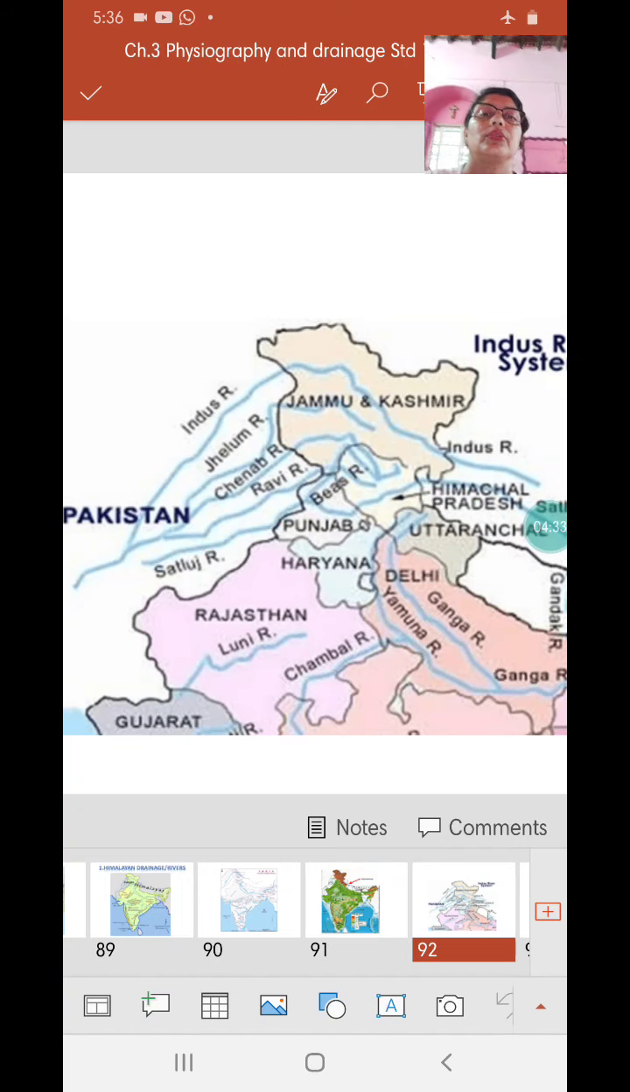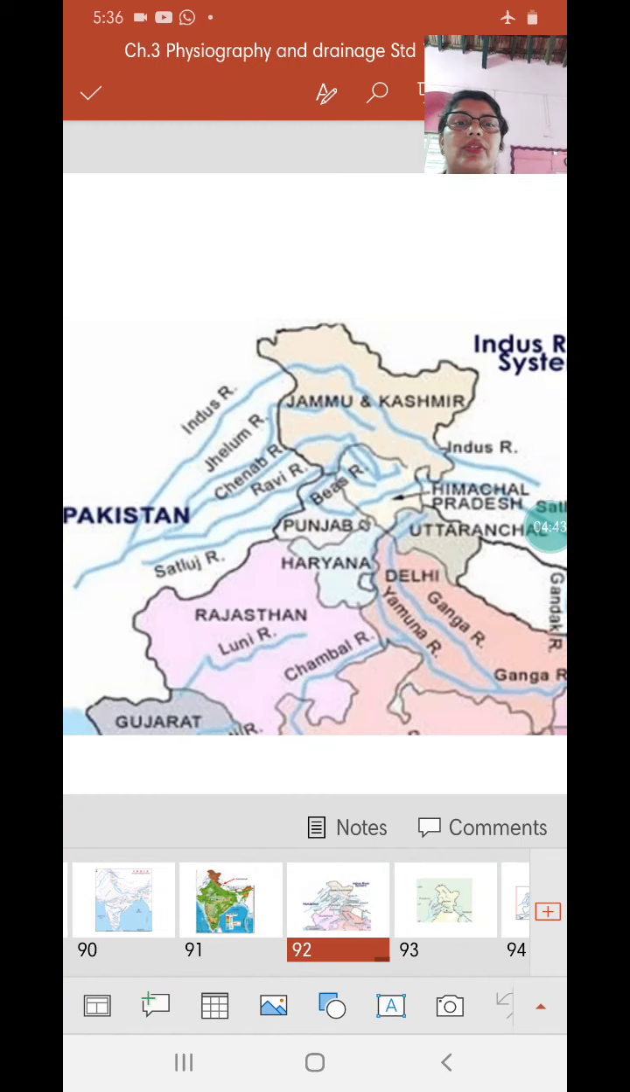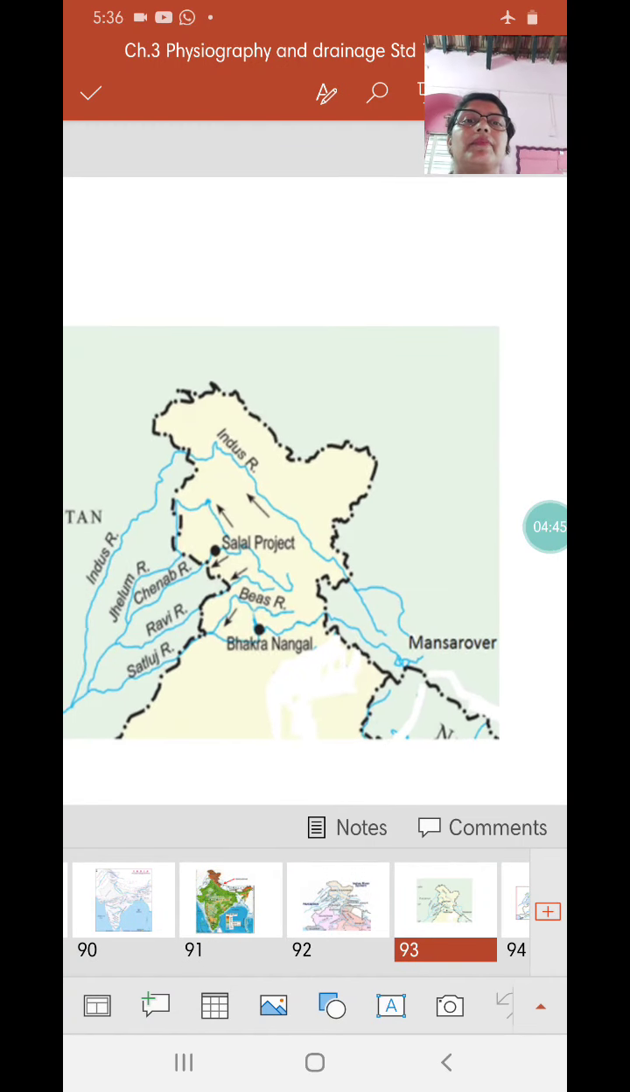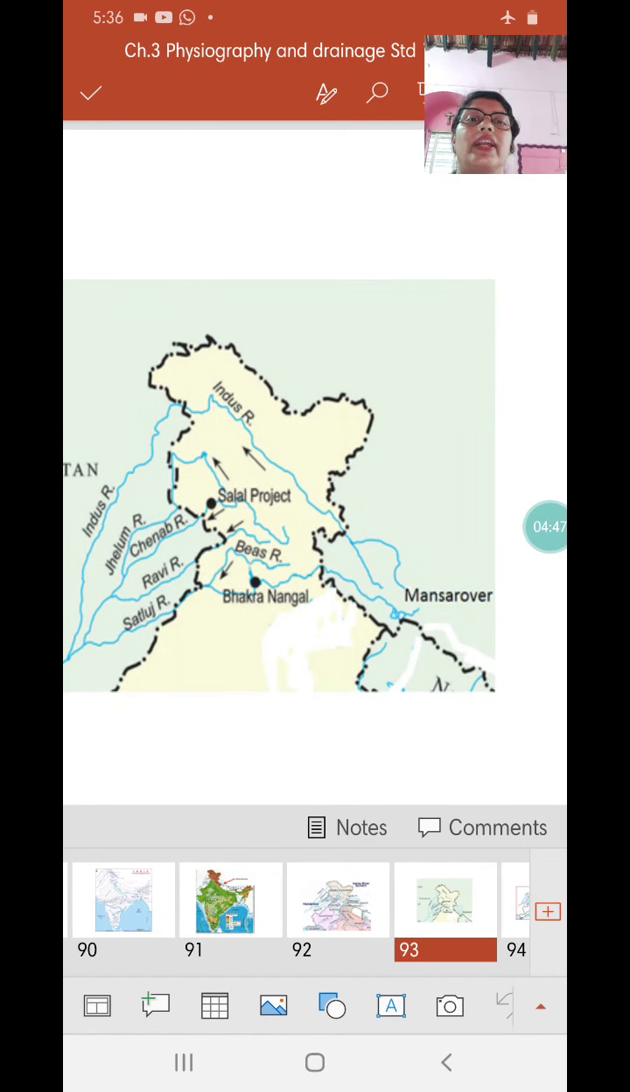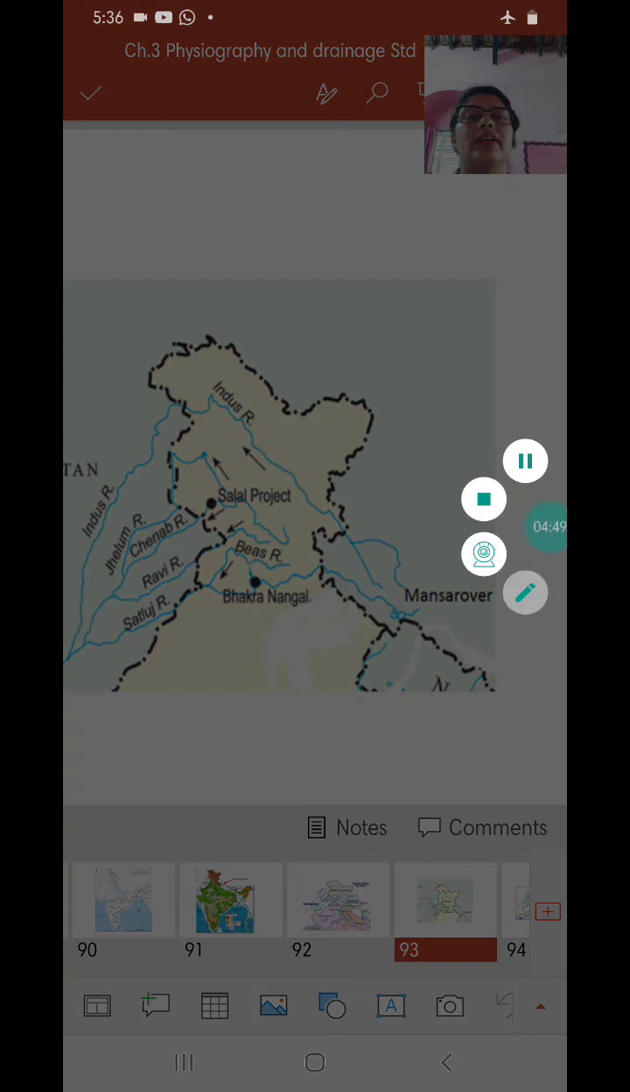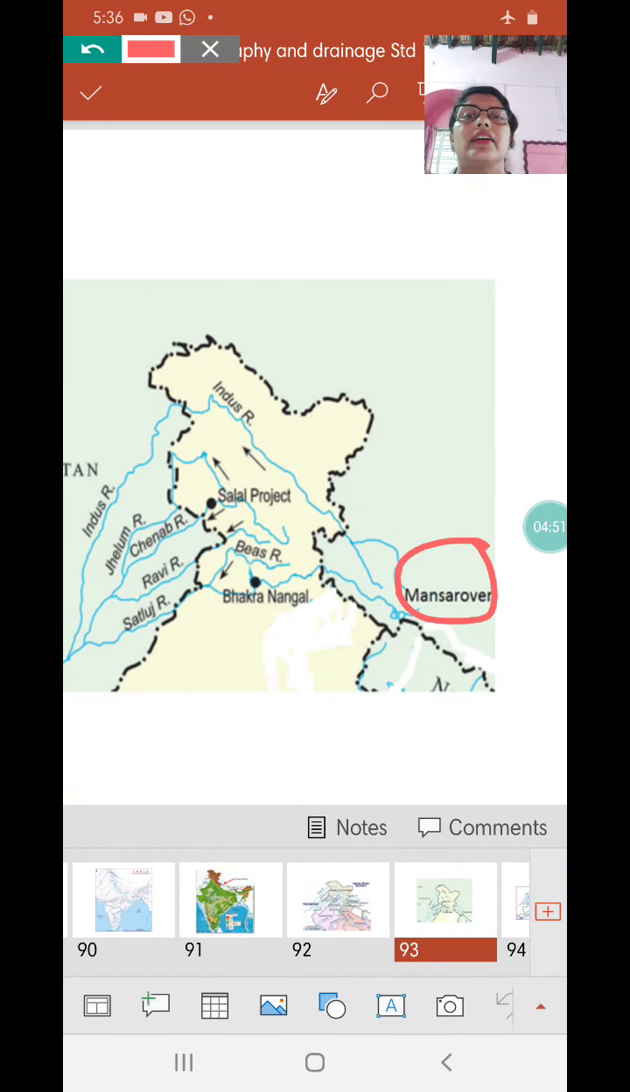So you need to keep in mind these two, Indus and Satluj. Satluj is the biggest tributary of river Indus. So we take another picture here. You find Mansarovar lake. So Indus rising near Mansarovar, while river Satluj rising at Mansarovar.